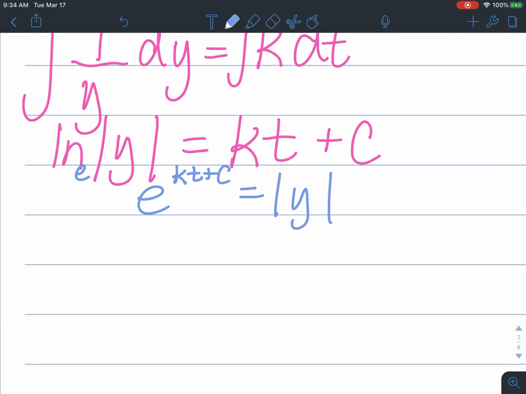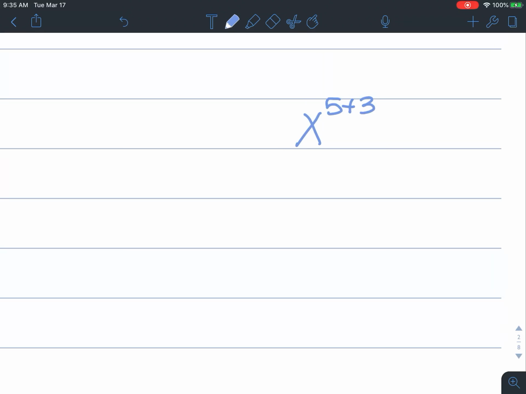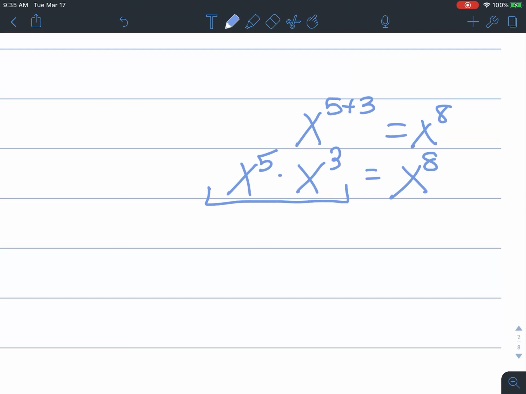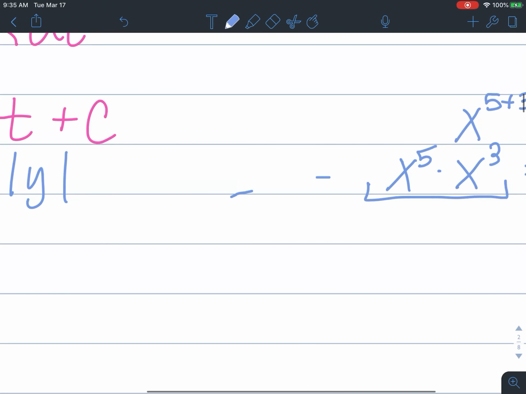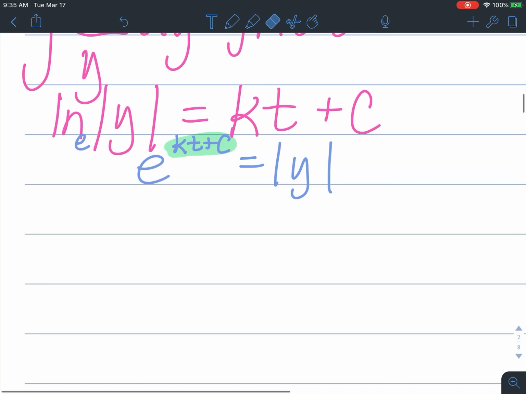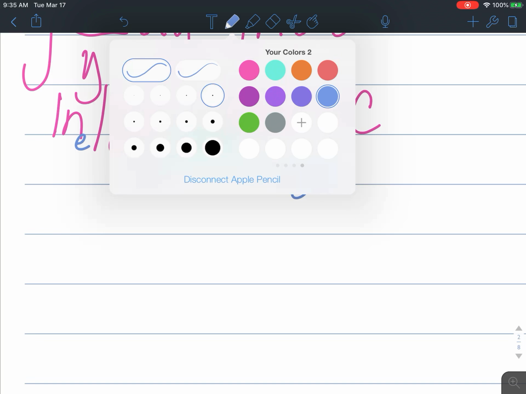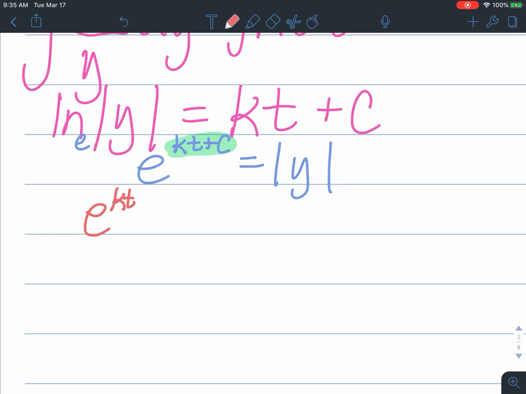Okay, now I want you to think about this for just a moment. So remember, when you are adding exponents, we would get x to the 8th. But what that really comes from is x to the 5th times x to the 3rd. If we were to simplify this, we would, of course, get x to the 8th because we would add the exponents. So over here, that's really what we have going on. So we're going to separate this into e to the kt times e to the c. And if that's difficult for you to understand, just go back and watch the part where I did the x and the 5 and the 3. Okay.